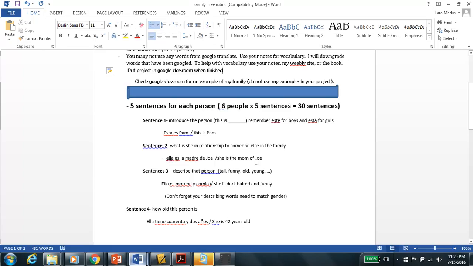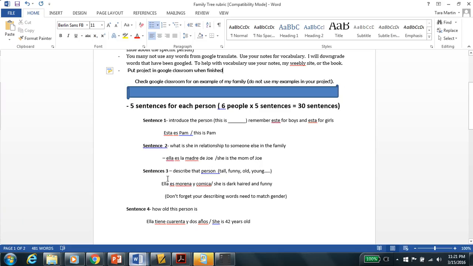I kind of had said something about The Simpsons earlier. So if you were showing Marge up there, you would say, "ella es la madre de Bart y Maggie y Lisa." Okay, so she is the mother of Bart, Maggie, and Lisa.